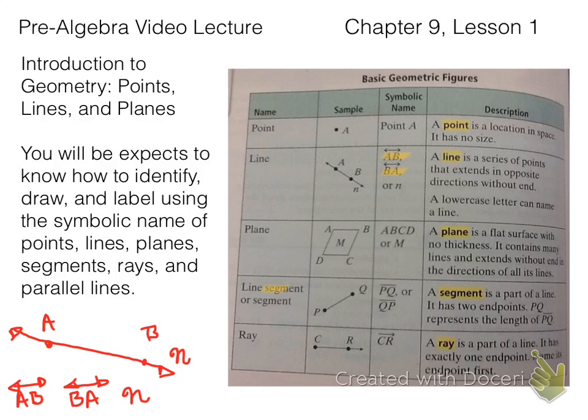So I'm going to skip down to a line segment. Notice the difference between this diagram and this diagram, right? The segment ends at the points. So if I were to turn this line into a segment, I would erase the part that goes through the points and have it stop at those 2 points. Now I've officially created segment AB instead of line AB.